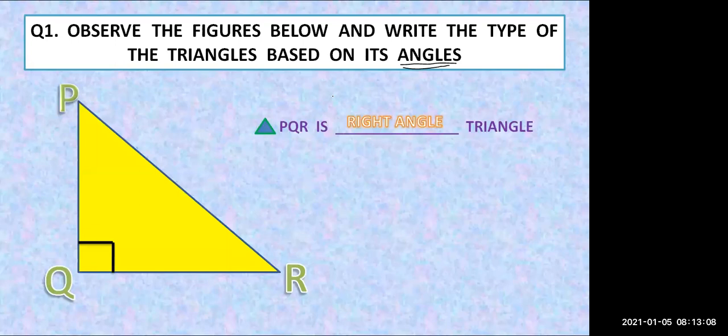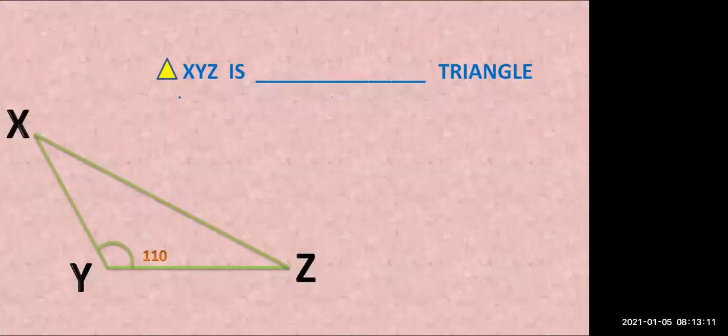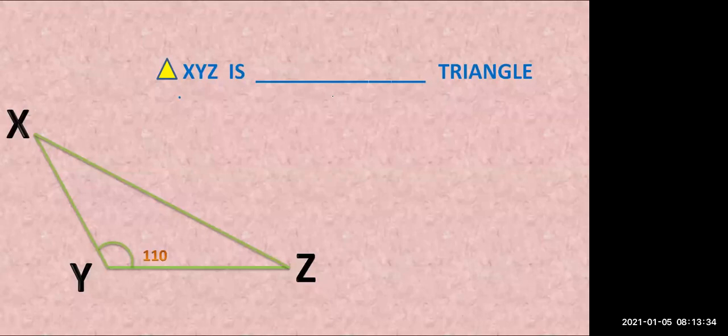Okay. Next, here you have one more triangle to identify. Which triangle is this? Triangle XYZ. Obtuse angle triangle. Very good, Muskan. It is an obtuse angle triangle. And which angle is the obtuse angle? Angle XYZ. What is the measurement of that angle? 110. Very good. So it is 110 degree, and as 110 degree is an obtuse angle, it will come under obtuse angled triangle.